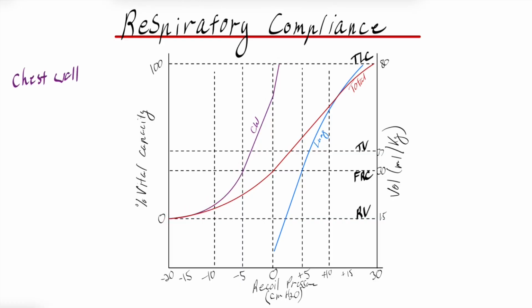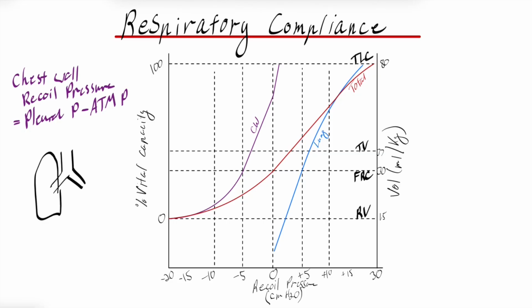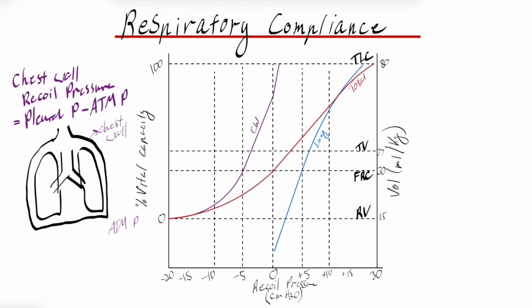Now, chest wall recoil pressure is your pleural pressure minus your atmospheric pressure. Your pleural pressure is also your intrathoracic pressure essentially, and it's generally -5 centimeters of water at FRC, which is why it crosses at this point. But if you wanted to calculate it, we would need to convert our atmosphere, which we usually talk about as 760 millimeters of mercury at sea level, into centimeters of water, which is about 1,033 centimeters of water. Then, since it's normally -5, we know that it's normally -5 centimeters of water compared to atmosphere.